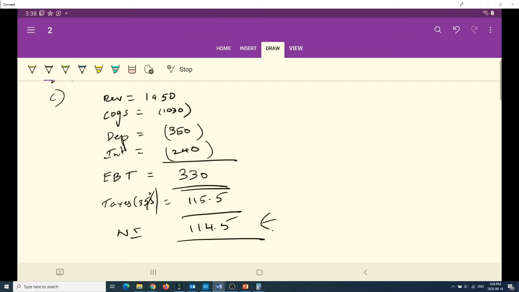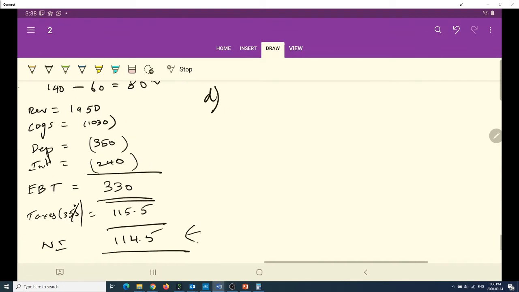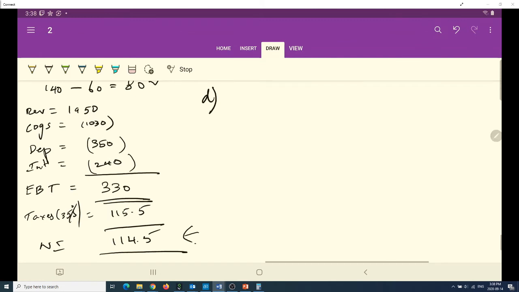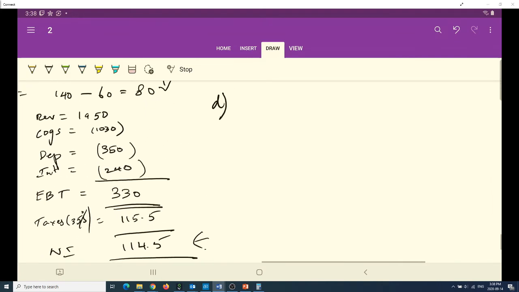So the next question will be part D. What's the cash flow provided by operations during 2018? So what is cash flow from operations? Okay, so we are looking at cash flow, which is not the same as net income. We just talked about it in class. So it's not the same as 114.5.